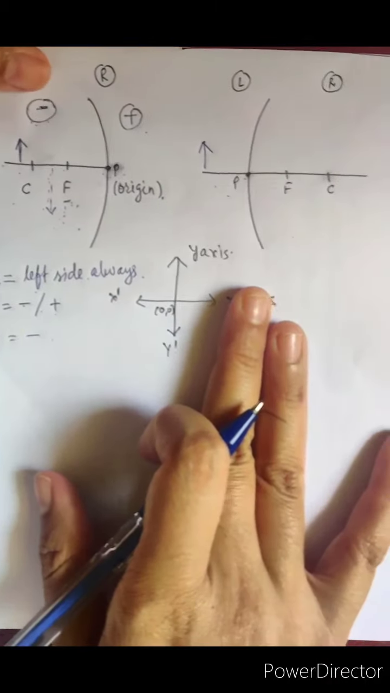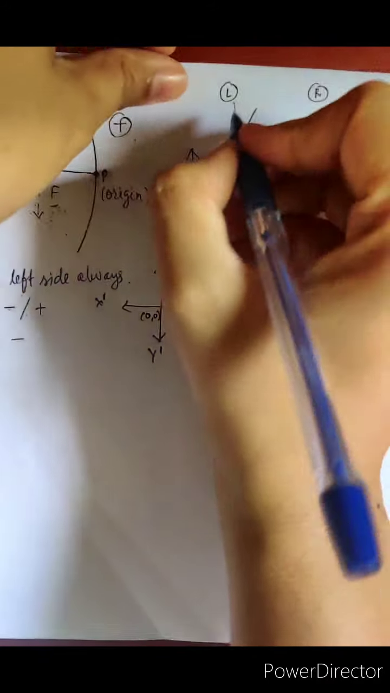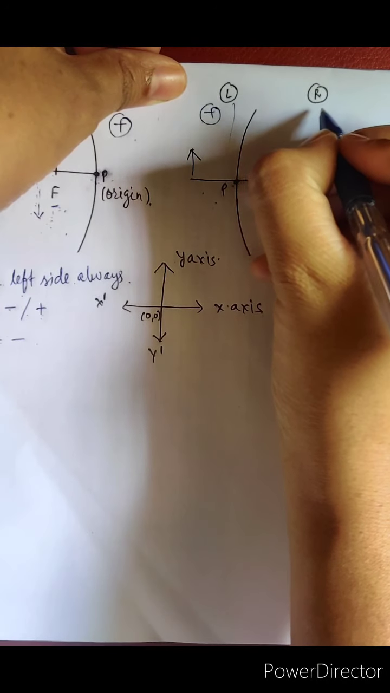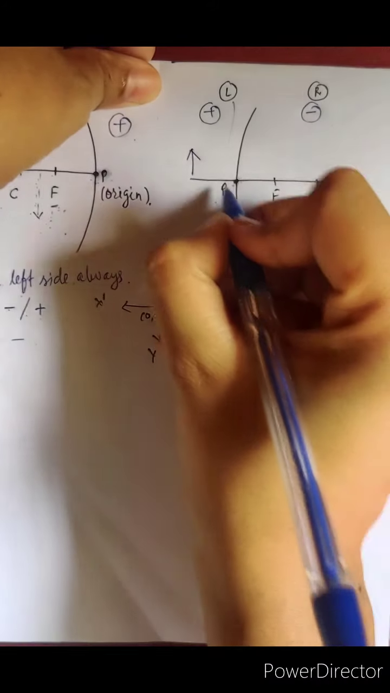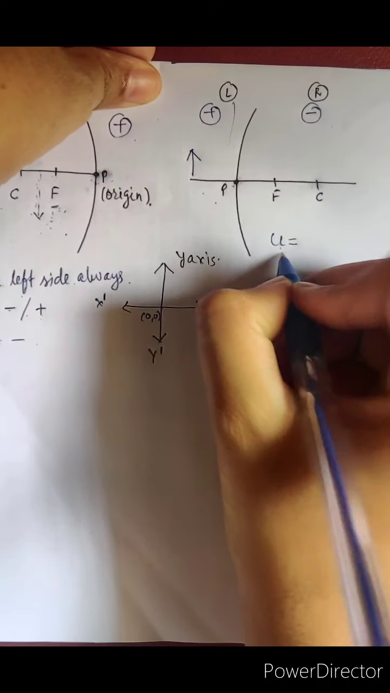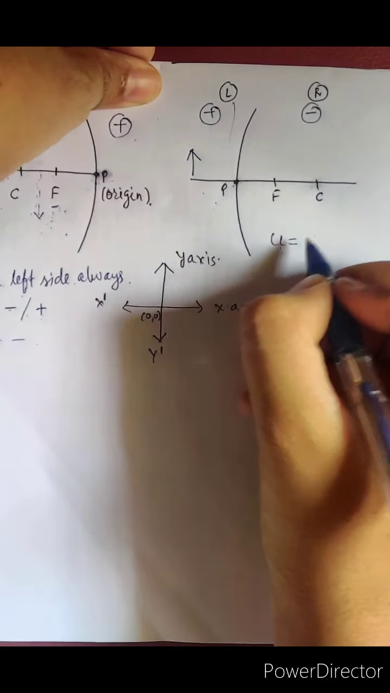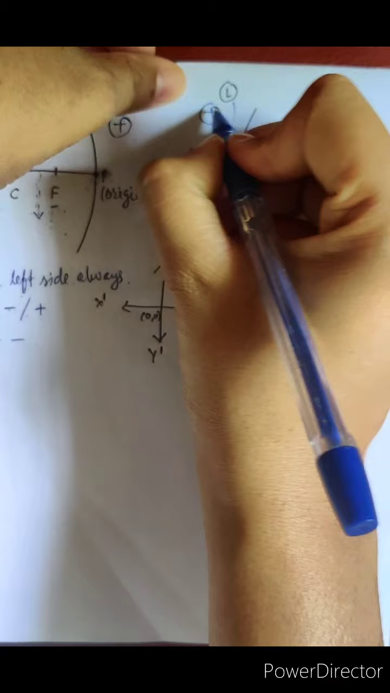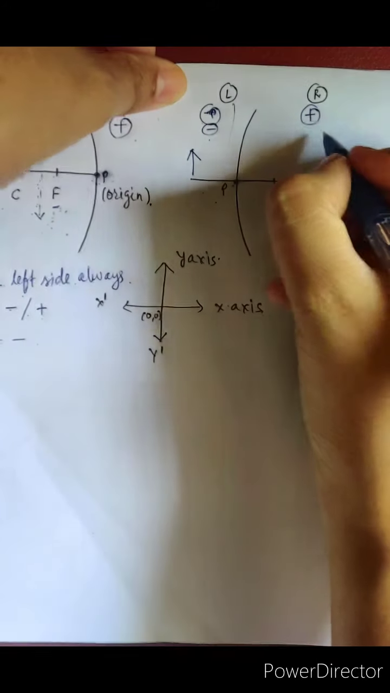Now we will see the case of the convex mirror. In the case of the convex mirror, this is our left. Anything which is present on the left side will have a negative sign attached to it, and anything present on the right hand side will have a positive sign attached to it. So let's see first the object distance, that is U. U is the object distance. The object is present on the left hand side, so in the case of the convex mirror, will it be negative or positive? Here I have written it wrong. U will be negative on the left hand side and R will be positive on the right hand side.